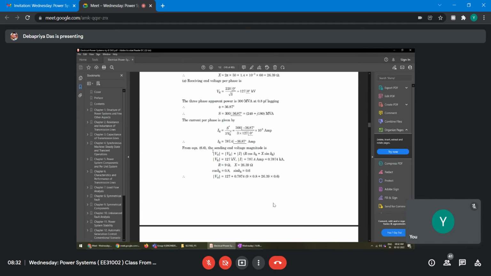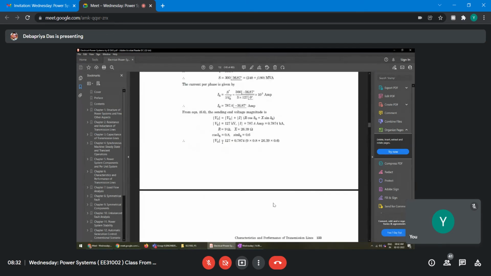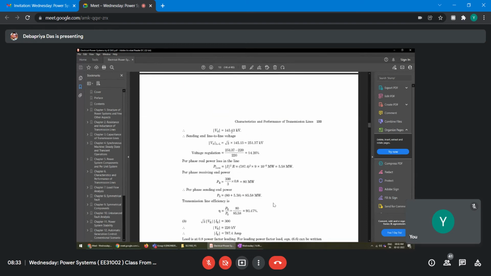So from equation 6.6, again you go back to that. This is the regulation formula, voltage receiving and sending end formula, right? So you substitute VR we have taken as a reference. So it is 127 angle 0 degree. That's why it is 127, right? And I is this much, and R and X you know, and all cos and sin you know, you substitute, you will get Vs is equal to this much, right?